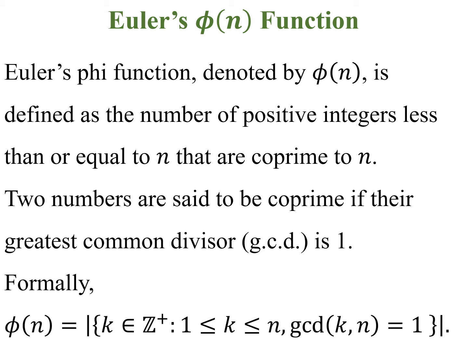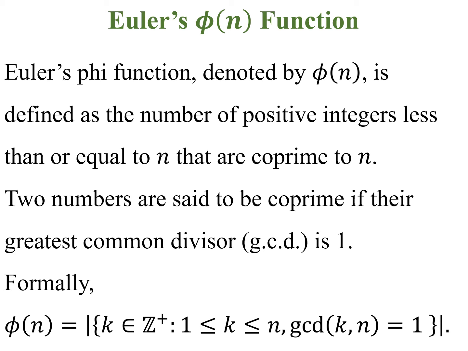Formally, phi of n, what is it? It is equal to the cardinality of a set. This mod denotes the cardinality, or count, the number of elements in the set of. What is the set? Set of positive integers k. How will it be less than or equal to n? It is greater than or equal to 1 because it is a positive integer, and it is less than or equal to n.